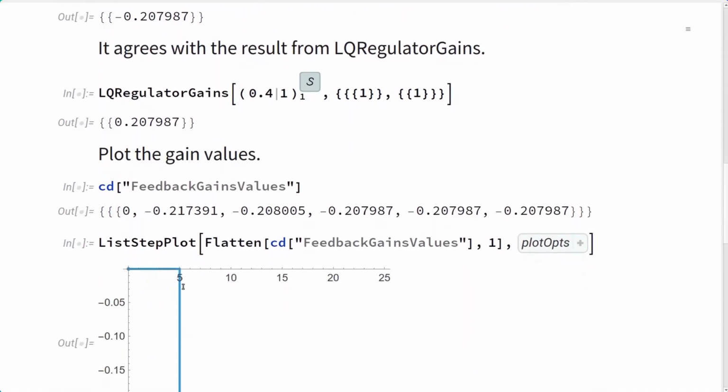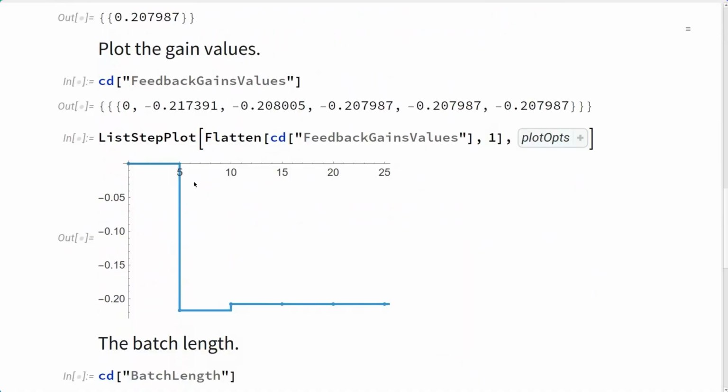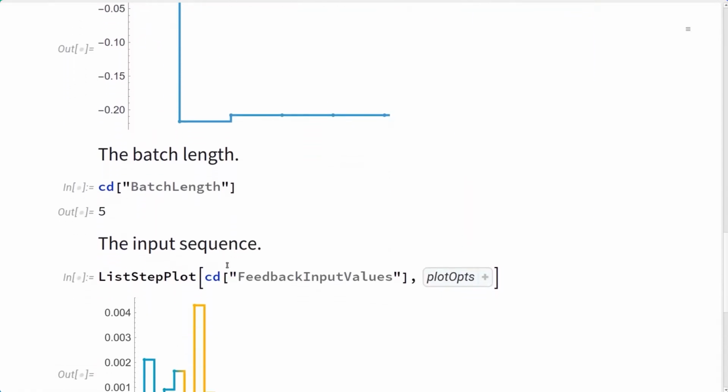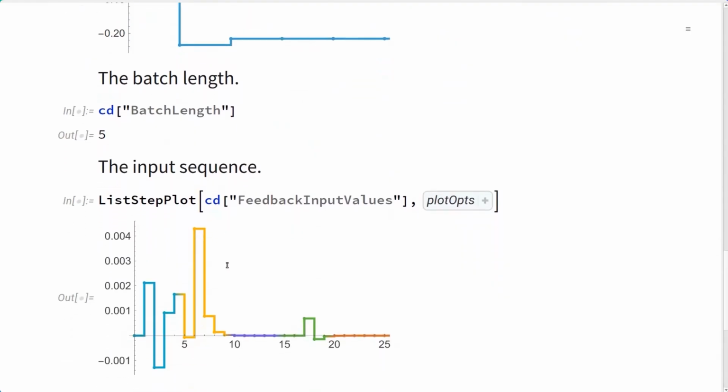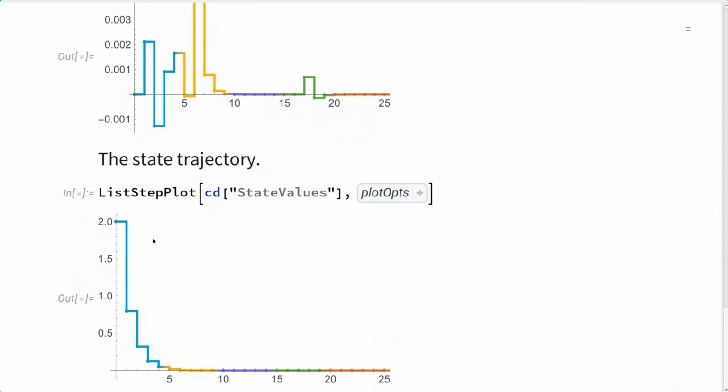Then we can plot the gain values. We can see how it reached that value. This is the batch length. Here we can see what the feedback input values were that were used, what input the algorithm was pinging the system with and getting its responses. And this is the actual state trajectory of the system. Starting from state X, it reached its final destination.